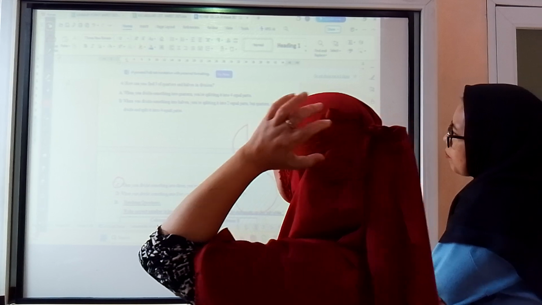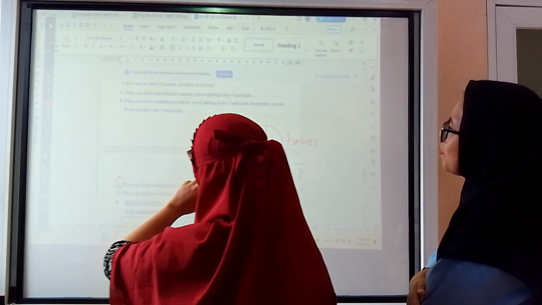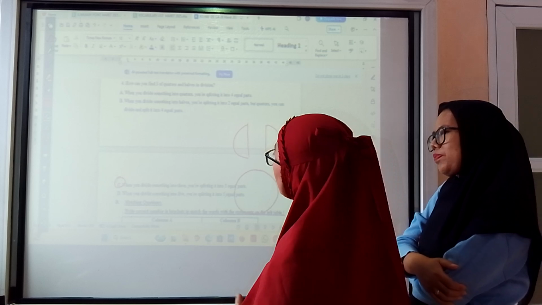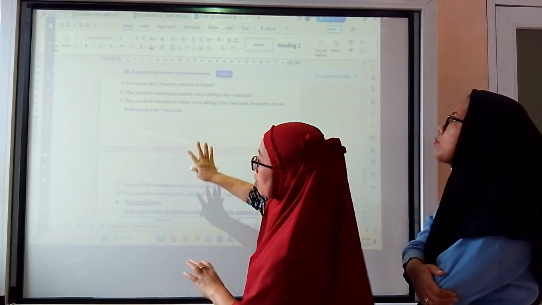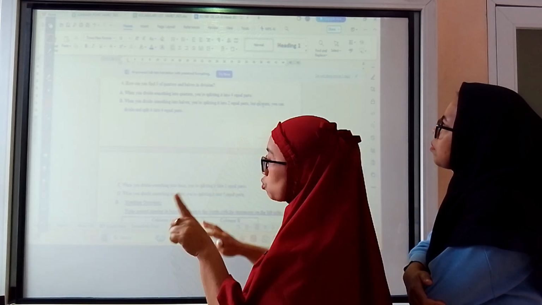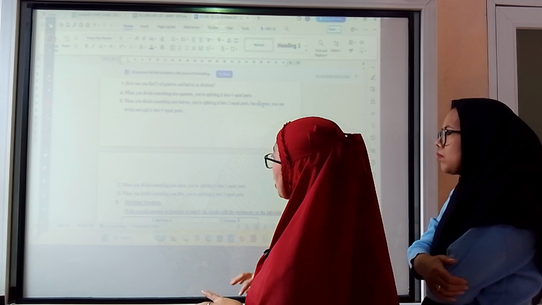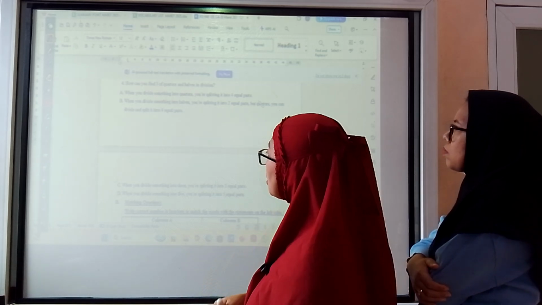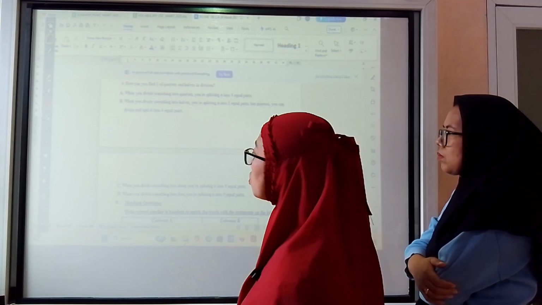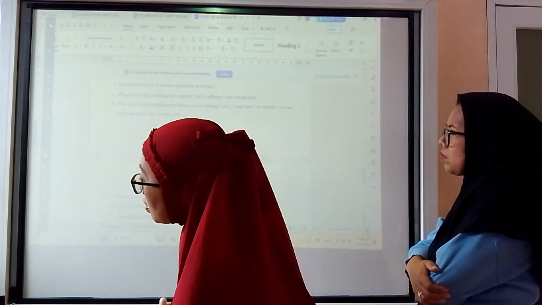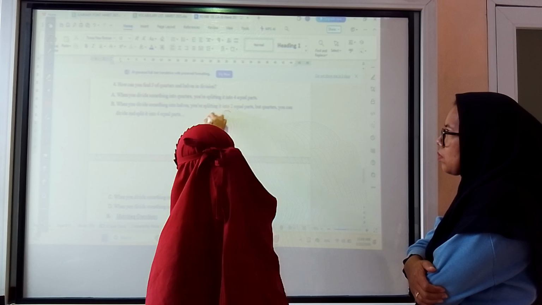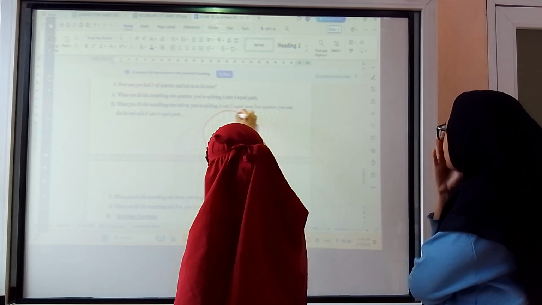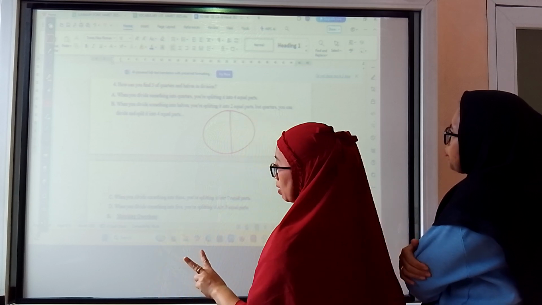Number 4, Miss Susan. Number 4 is how can you find three of quarters and half in division? It means when you divide something into halves, you are splitting it into 2 equal parts. But quarters, you divide and split into 4 equal parts. So here are the differences, Miss. This is part of half. A whole part I split into 2 parts.